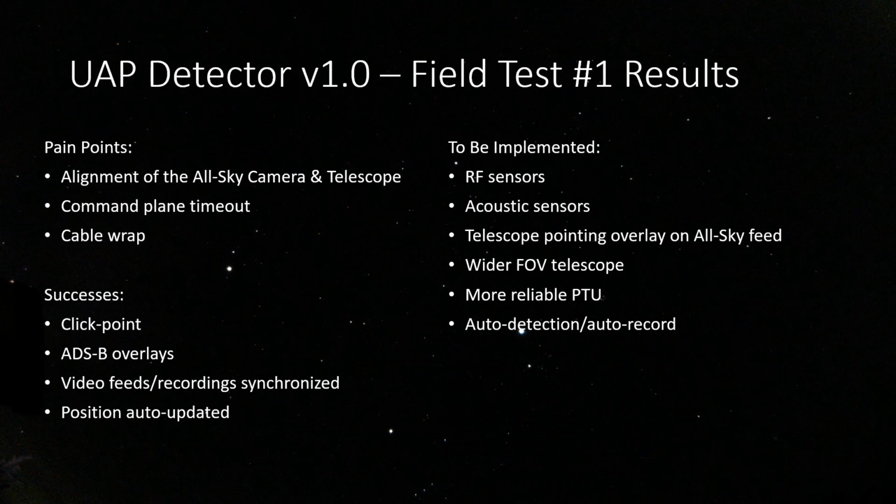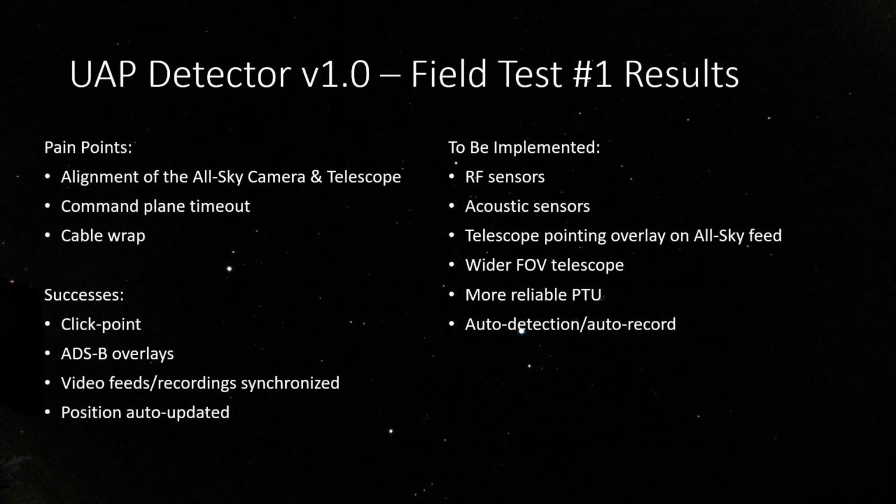But our successes, I mean, we saw the click point functionality worked even if the telescope was not aligned to the all-sky camera in quite the best way. I did see the click point functionality work just how I wanted it to. The ADS-B overlays, even though you'll see that they don't fit perfectly on top of the aircraft that they're supposed to represent, they are functioning, they are updating, and it worked as well as it could, given I couldn't get the all-sky camera aligned just right to the north-seeking vector.